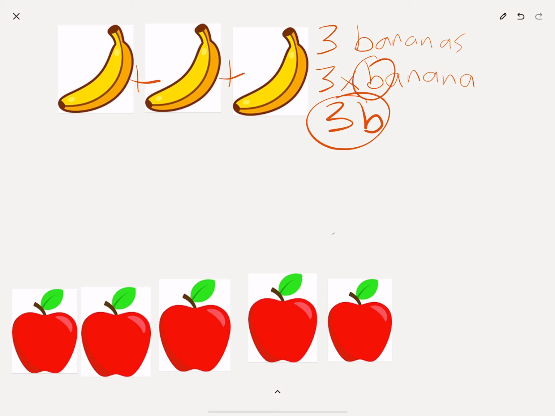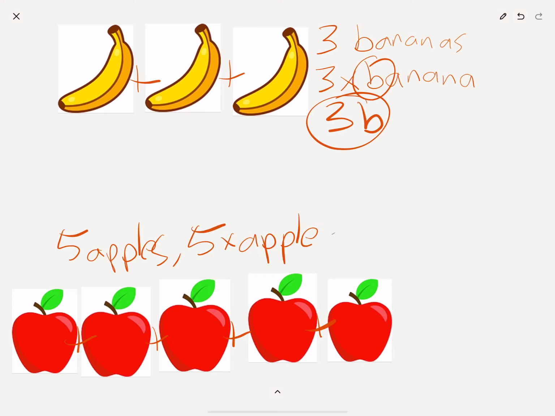Same thing with your apples. If you counted your apples, you would say 1 apple plus 2 apples, 3, 4. I've got 5 apples here. Alright, well, we just repeatedly added 5 apples together. Another way to say repeated addition is multiplication. So I've got 5 times an apple. Or, if I wanted to use the letter or variable a to represent apples, I could say 5a. 5a would represent the number of apples I have.